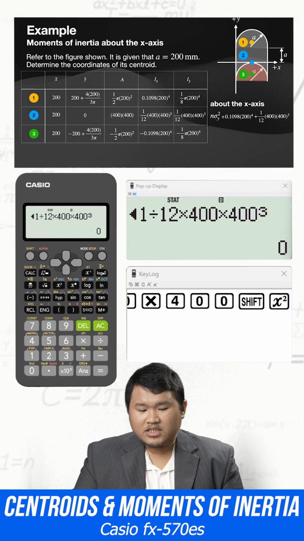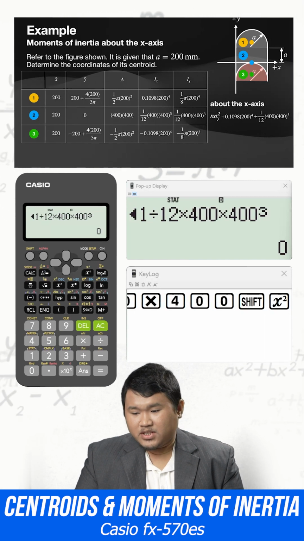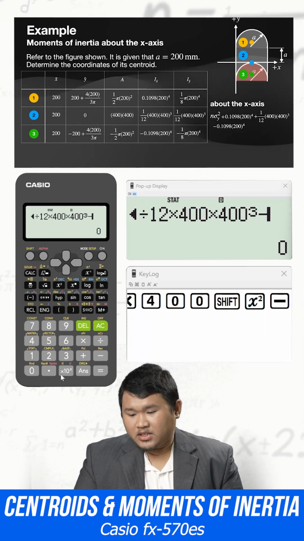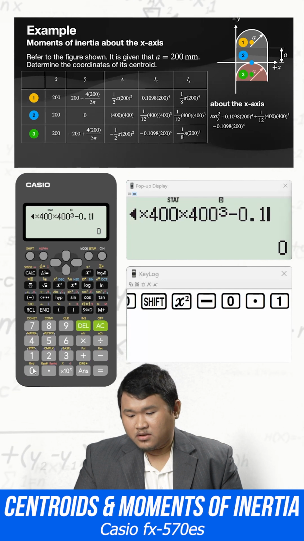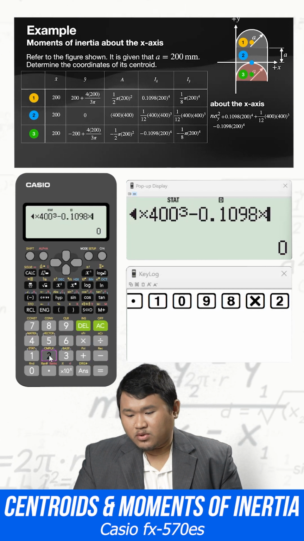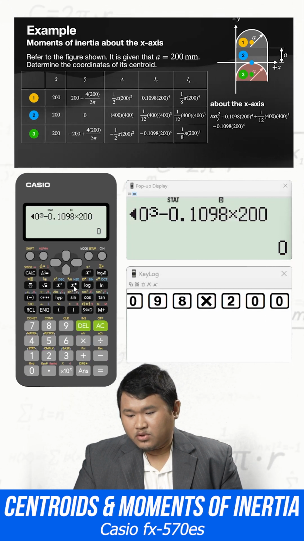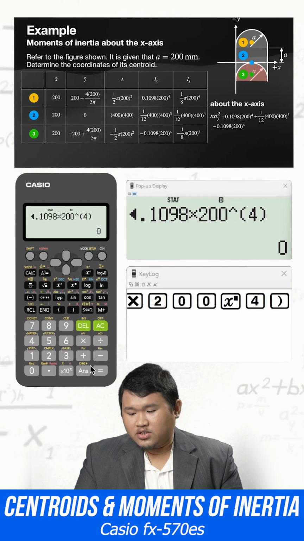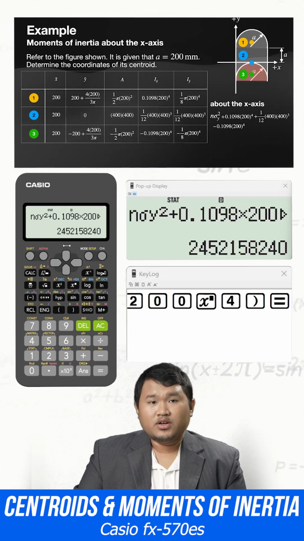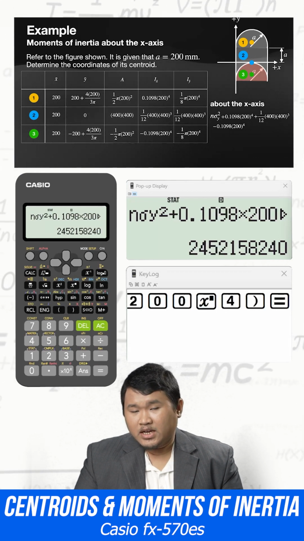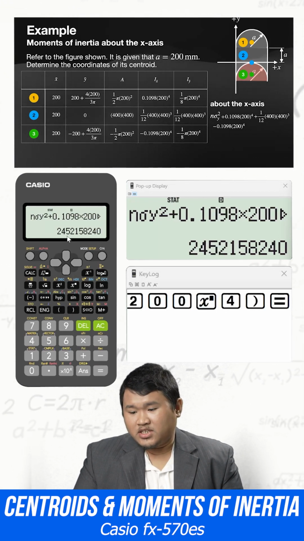And then, lastly, we have the third shape, which is negative 0.1098 times 200 raised to 4. So, times 200 raised to 4. If you press equals, you will get the answer with the 2.45 times 10 to the 9 millimeters to the 4. But why is it to the 9?